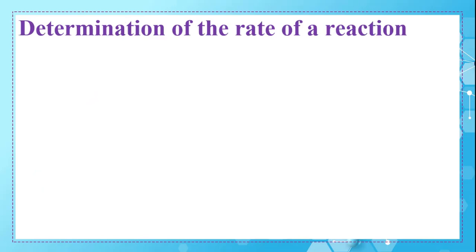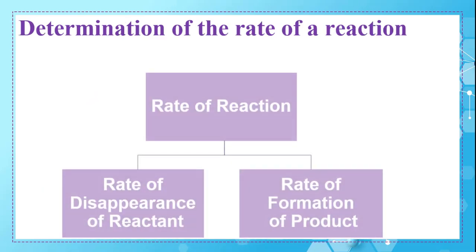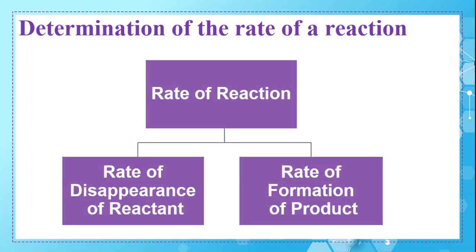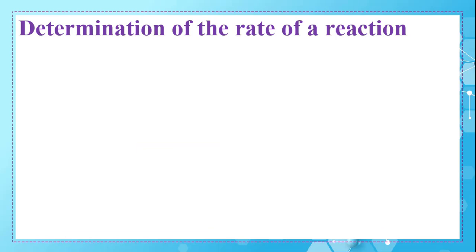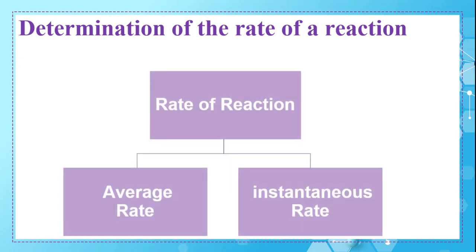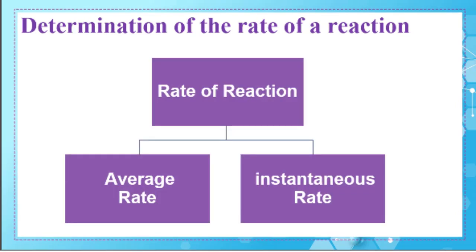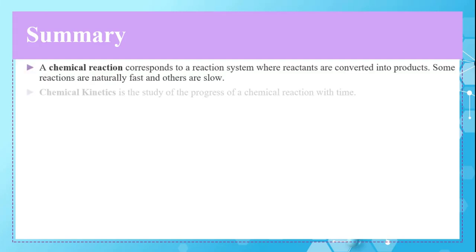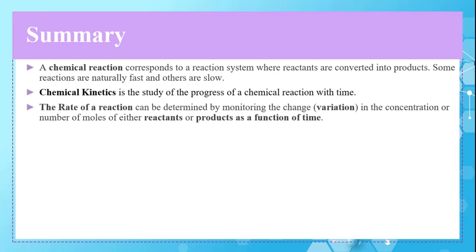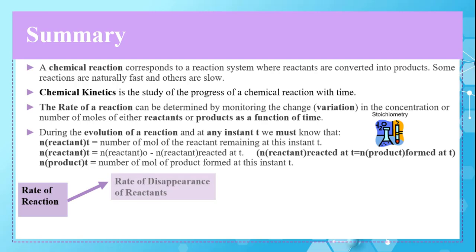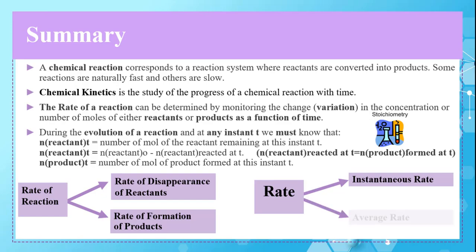To sum up, the rate of a reaction can be determined by the rate of disappearance of reactants or the rate of formation of products. By analogy to physics taken in grade 8 and grade 10, when we talk about rate, we have to specify if we are talking about average rate or instantaneous rate. Dear students, this is the summary of this video. You have to write these main ideas in your copybook. And you have, as homework, number 1 and 5, page 45 of your book.